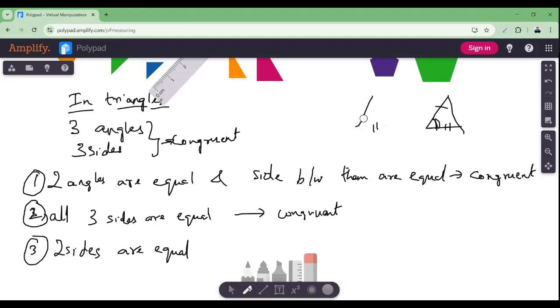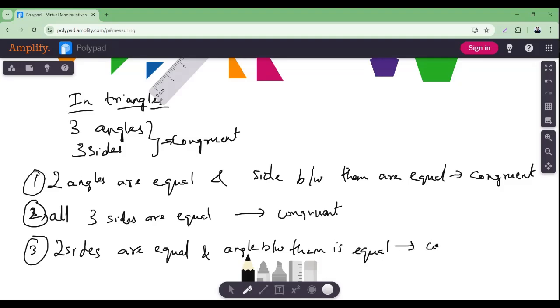Okay. So that being said, one other condition will be required, that the angle between them is equal. Then it is congruent, isn't it? Now we got three situations, right? One, all sides are equal. Another, two angles, and remember, very important, the side between them is equal. And two sides are equal and the angle between the sides is equal. Then they are all congruent.